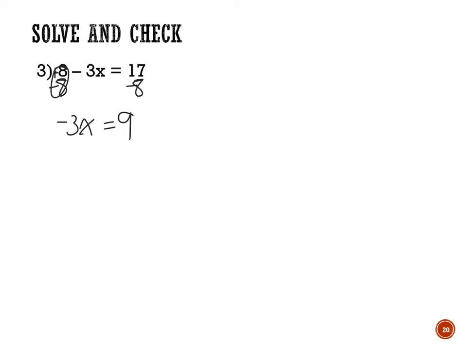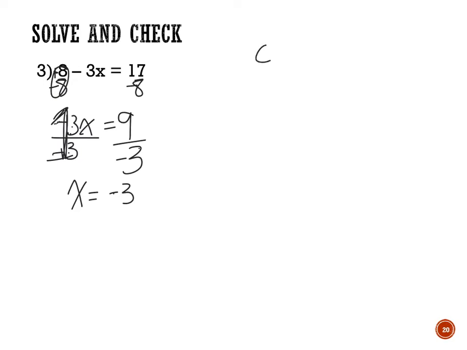Now I want x by itself. I'm going to divide both sides by negative 3. This negative sign is a part of the 3, unlike in the exponents. Okay, so negative 3 divided by negative 3 is 1. Divide 9 by negative 3. x equals negative 3. Because remember, a positive number divided by a negative number is a negative number.